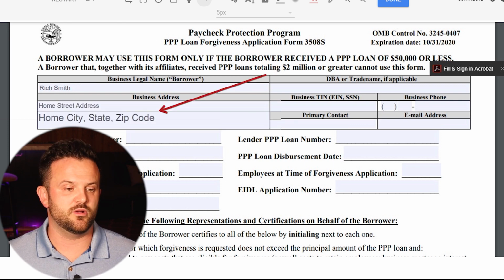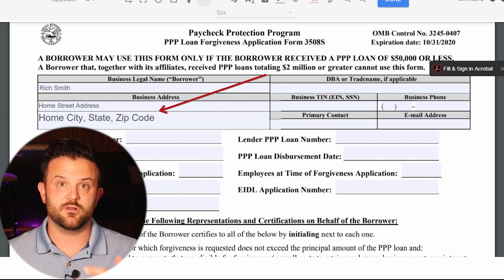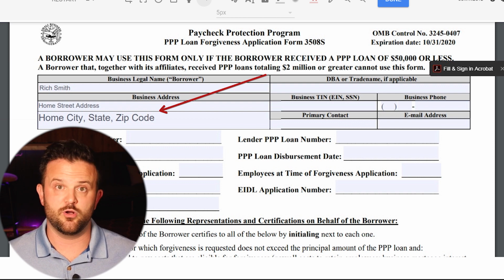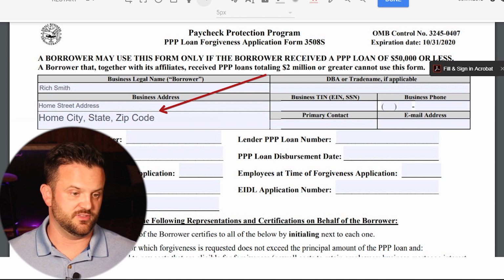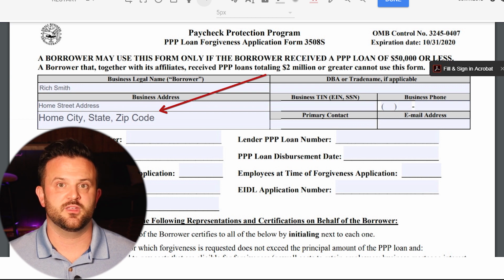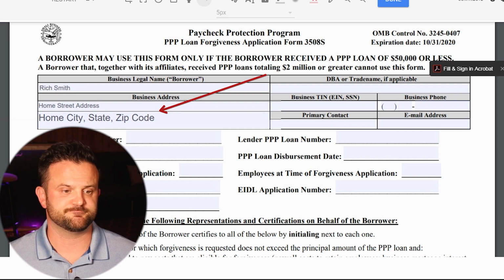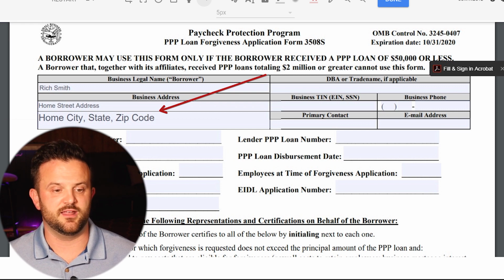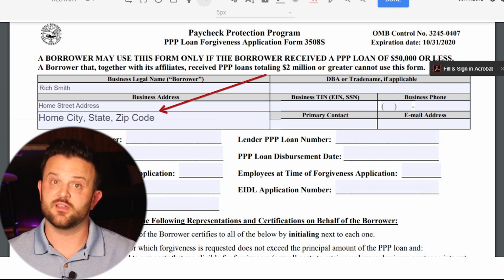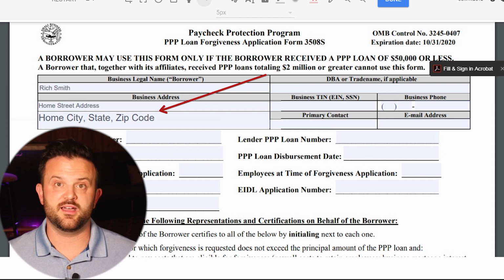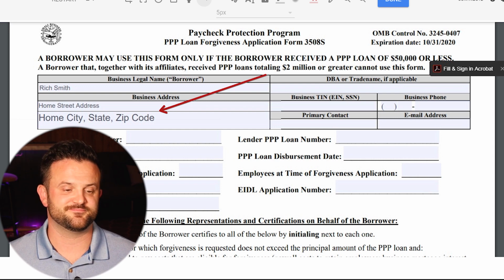Okay, up next for a business address, if you work out of your home, go ahead and put your home street address along with the city, state, and zip code. However, if you do pay for and rent a business or own a building, for example, and work out of there, then you can put that address. We're going to go ahead and leave the DBA or trade name blank. If you have a trade name or DBA, you'll know that, and you can go ahead and fill that in.